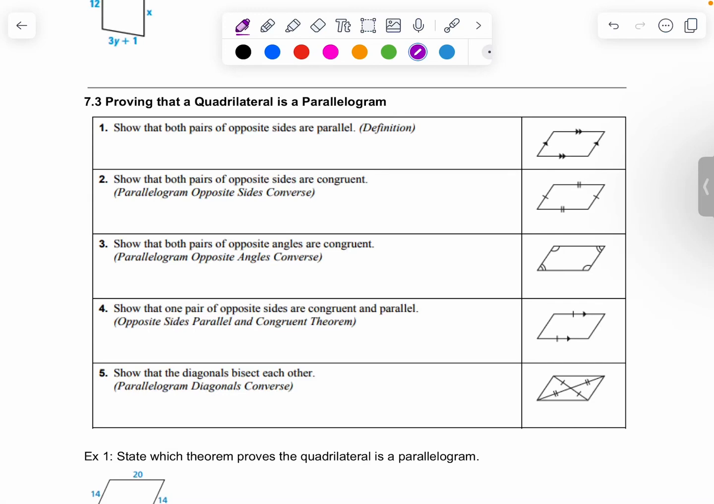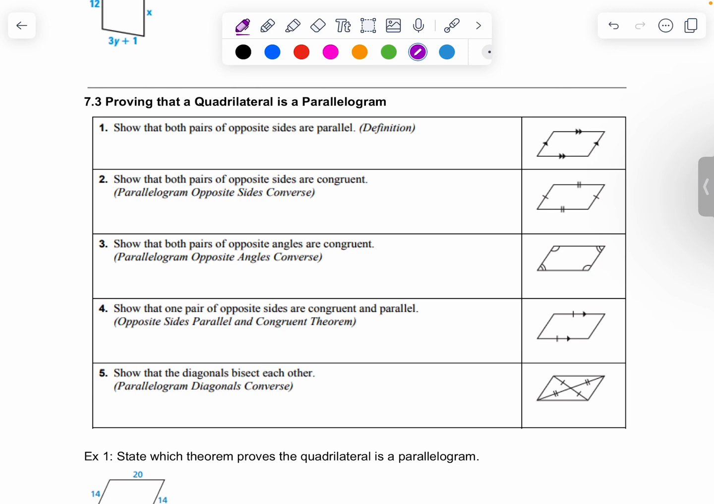We're going to be looking at 7.3, proving that a quadrilateral is a parallelogram. These are very similar to the properties of parallelograms. They're just the reversed way. So there's several different ways that you can show that you have a parallelogram. The first way is the opposite sides are parallel, and that's just your definition of a parallelogram.